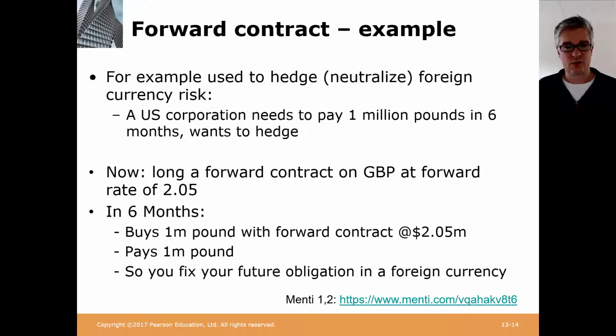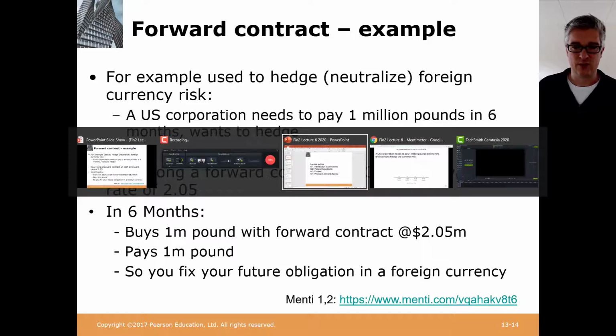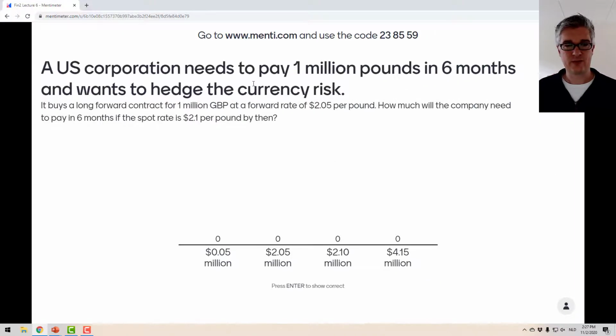Now let's look. So what can they do? Well, they can go long on a forward contract on British pounds at a forward rate of 2.05. So in 6 months, it will buy £1 million with a forward contract rate of $2.05 per pound. So my question to you is, if the forward rate is $2.05 per pound and the spot rate in 6 months is going to be $2.10 per pound, how much will the company need to pay in 6 months if it enters into this forward contract? I'll give you a moment to pause me.